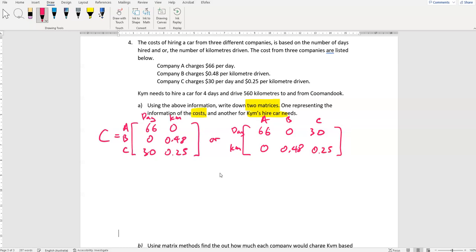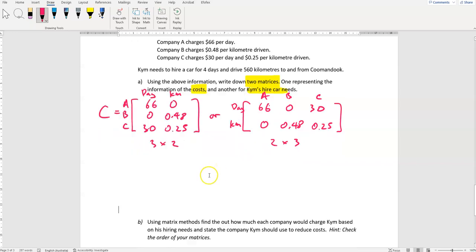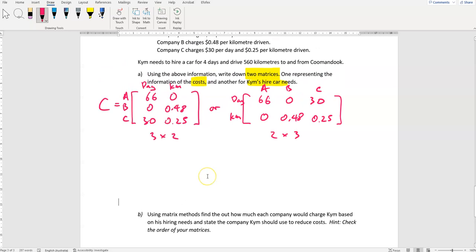Right. So you can either have a 3 by 2 matrix or a 2 by 3 matrix. Either is correct in this situation, because it doesn't say what order of the matrix you're writing in. Both are still correct. However, to do the last bit, part B, you have to choose a combination where your multiplication actually can work out.